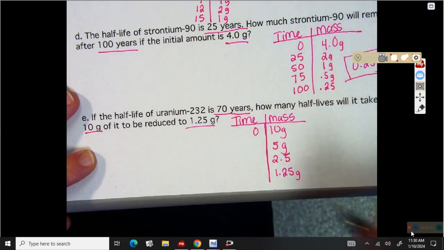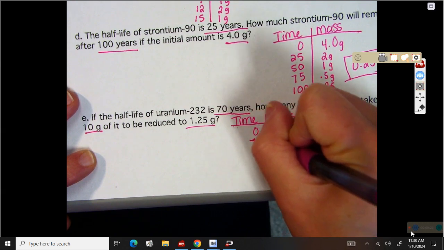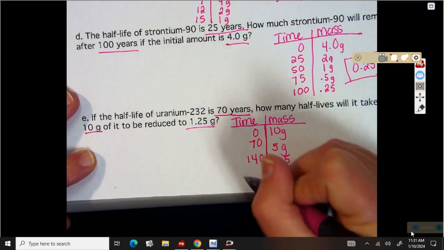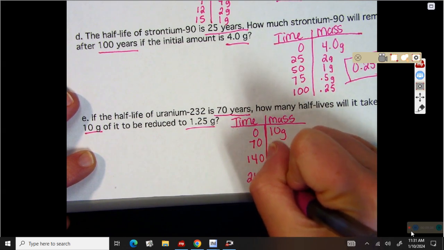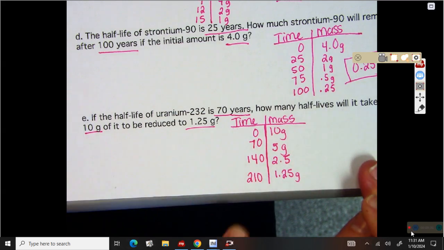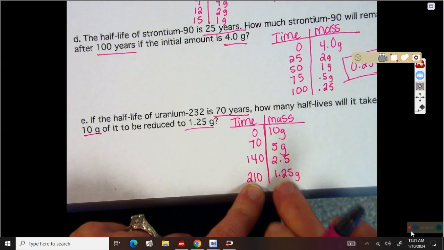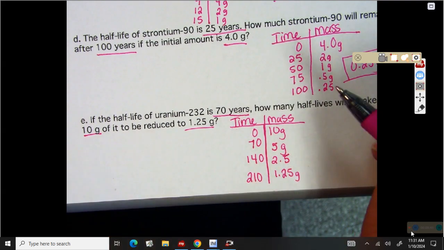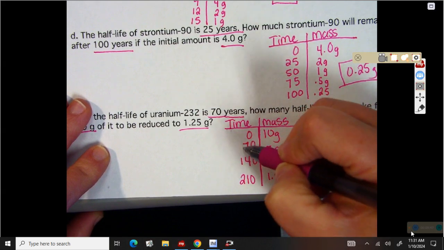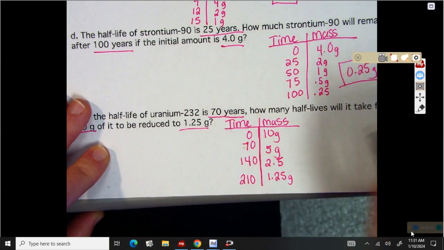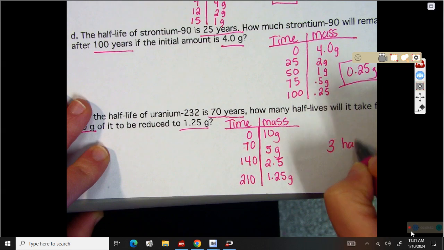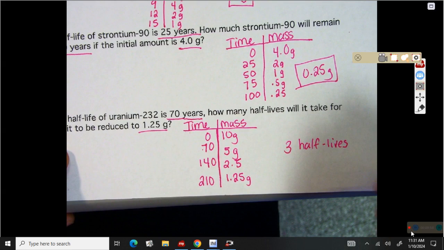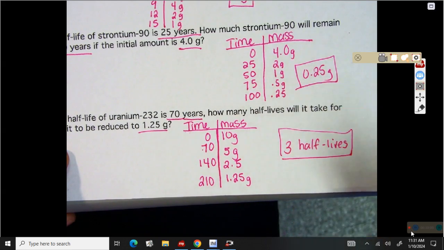So our half-life is 70 years. That means we add 70 to 0 and get 70. 70 plus 70 is 140, and 140 plus 70 is 210. So what it looks like the answer would be is yes, it takes 210 years to get to 1.25 grams. But the question says how many half-lives? So how many times did we add our half-life? We added it 1, we added it 2, and we added it 3 times. So it took 3 half-lives. So what's important is to look at the problem and see what it is asking before you start working it out.